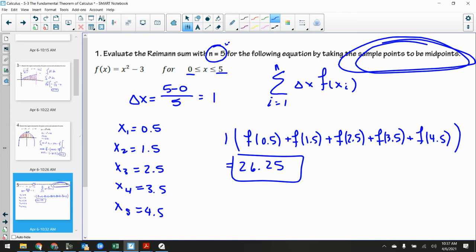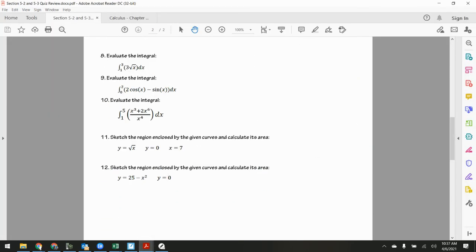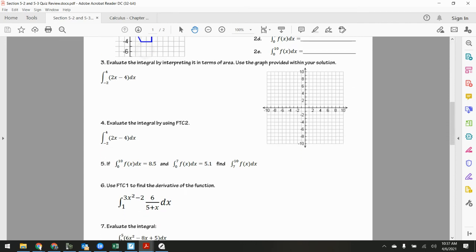Yeah? Can you tell me what the next page. There we go.